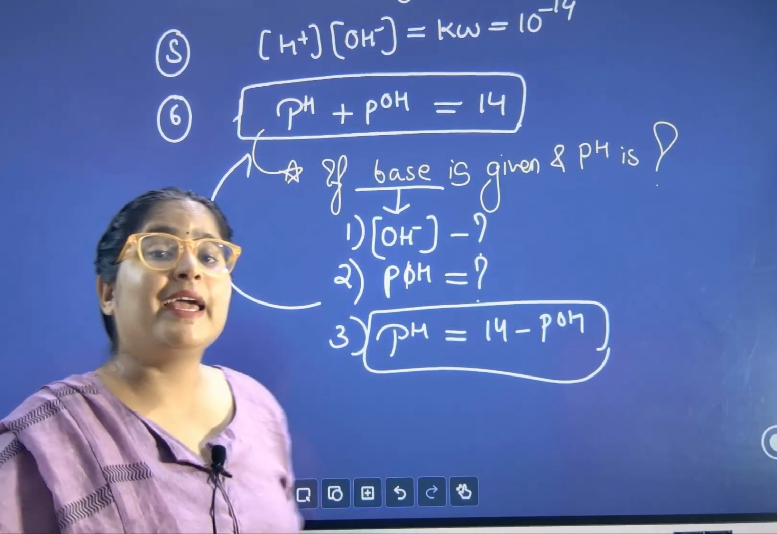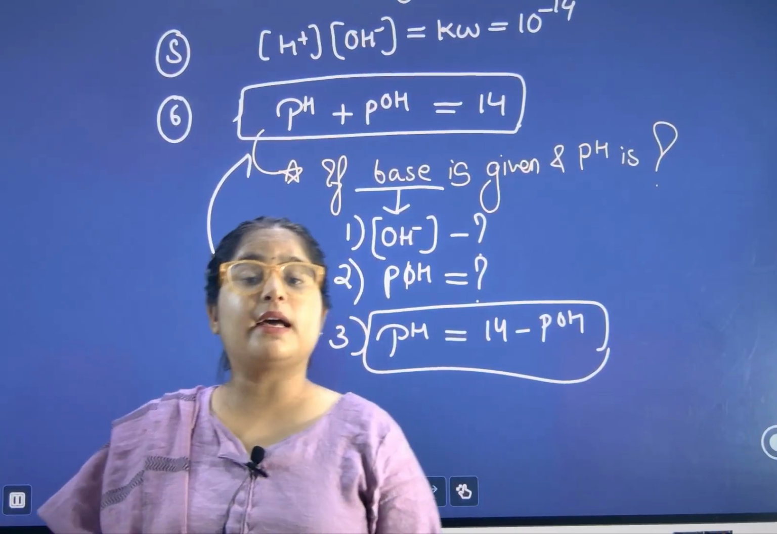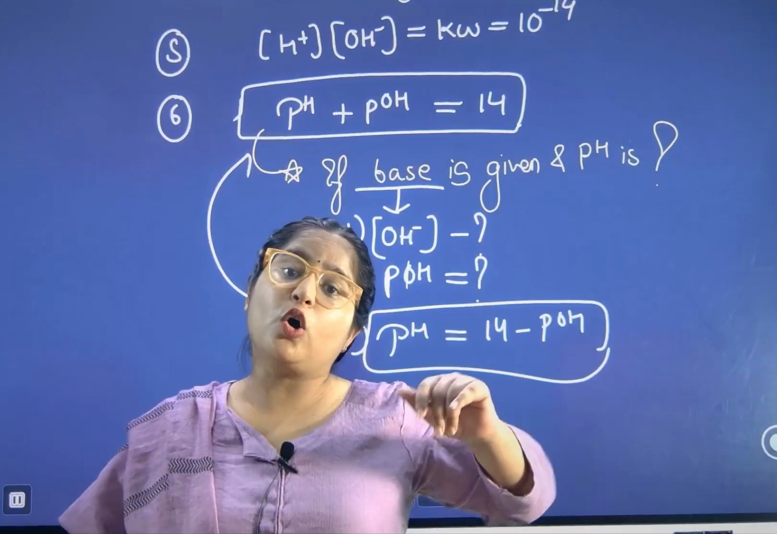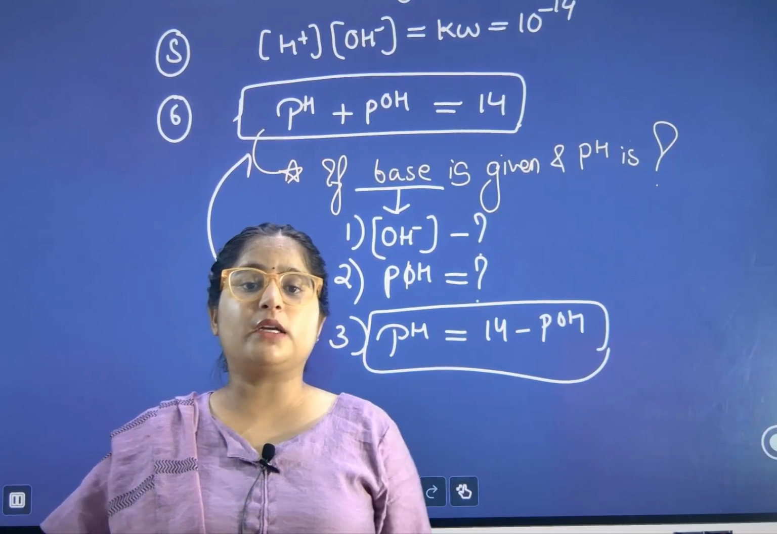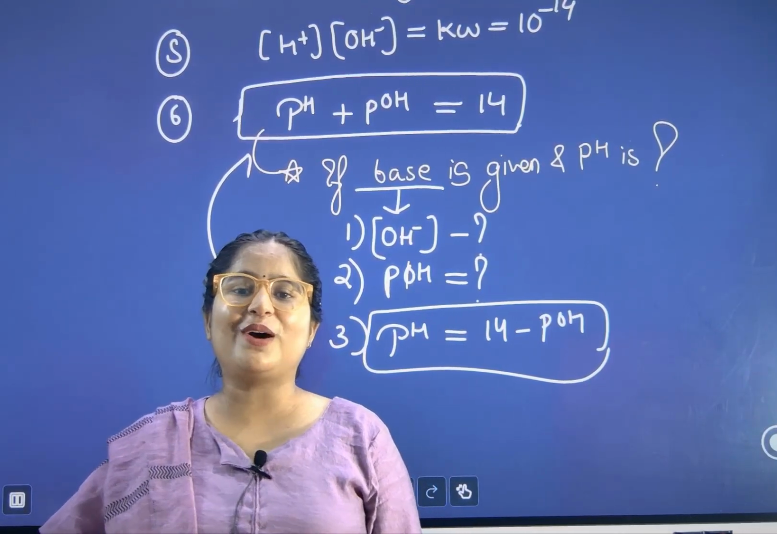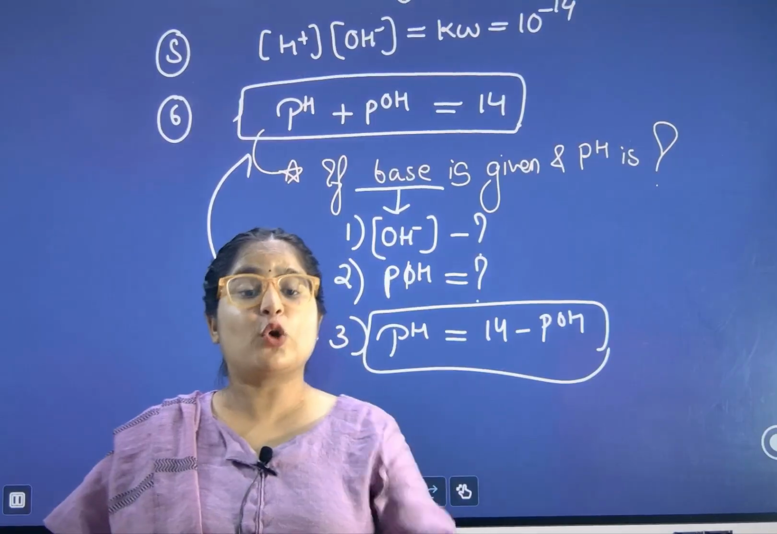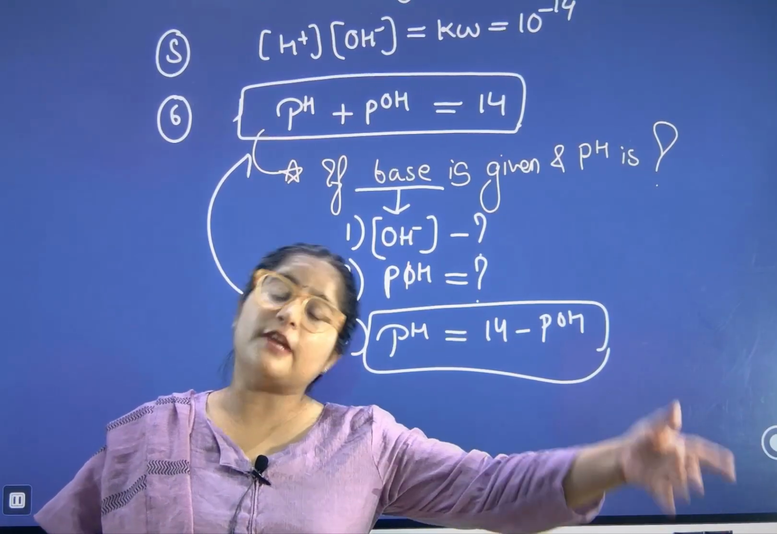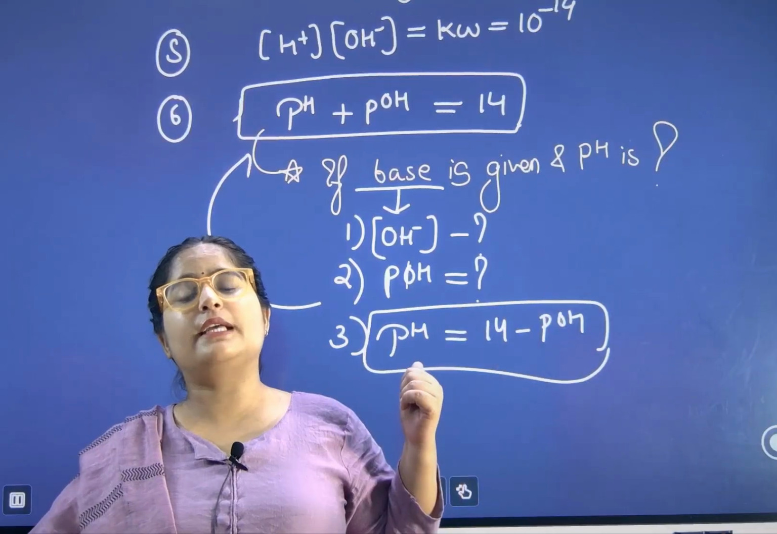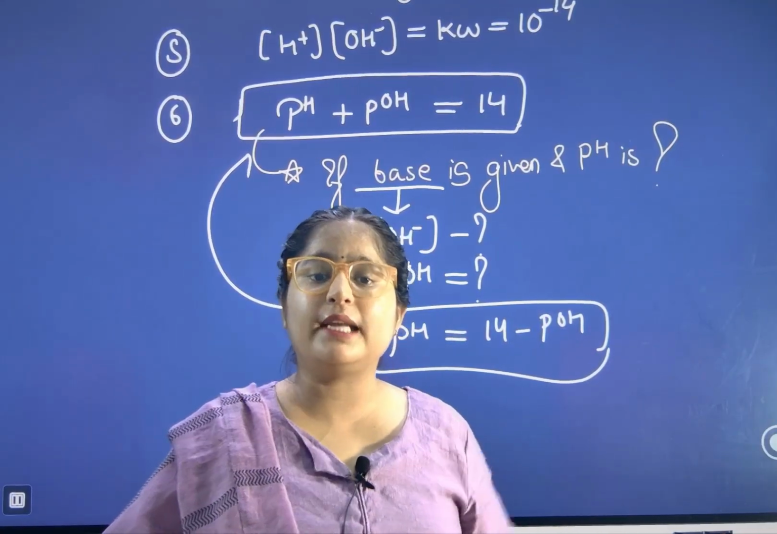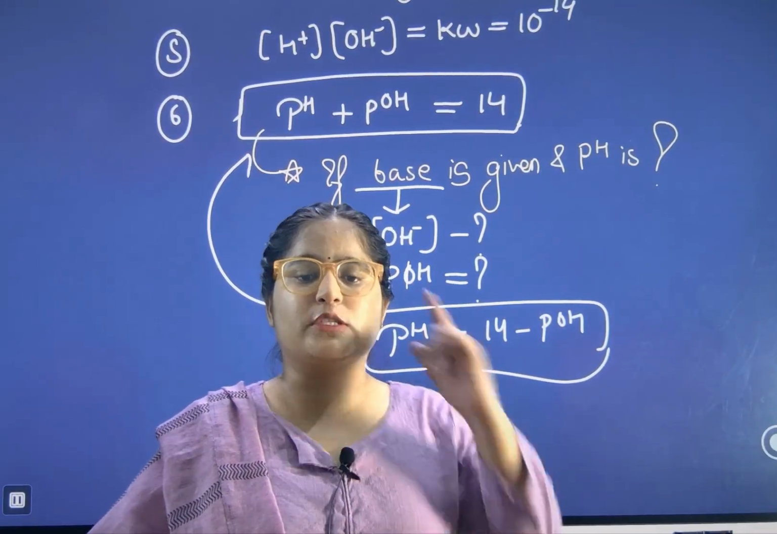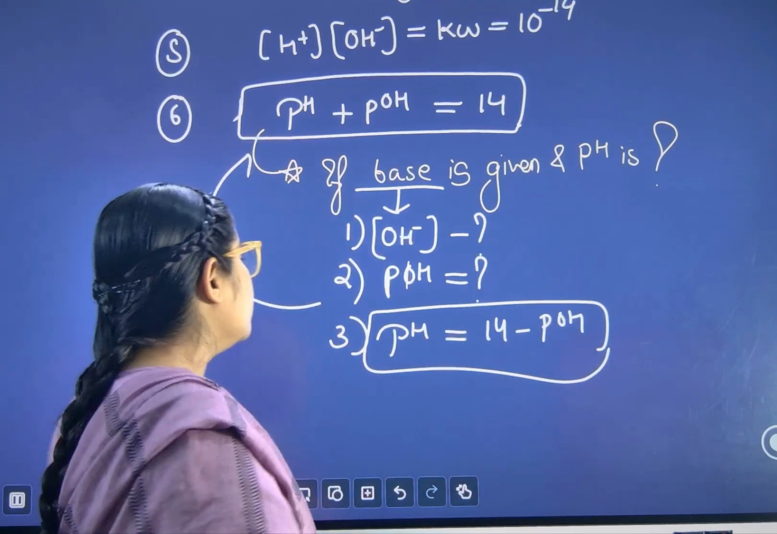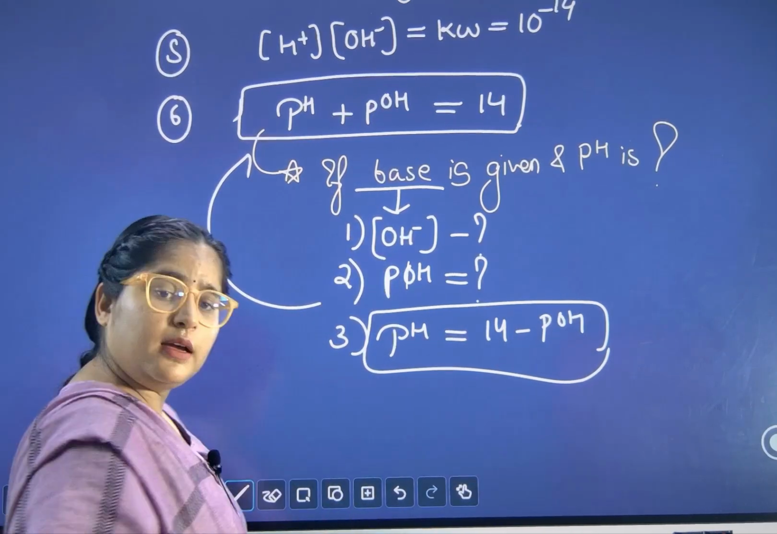Very important. If base is given and they are asking you the pH, you cannot say OH ion is 10 to the power minus 6, so ma'am, pH is also 6. No, we can't say that. We have OH ion, so from OH what will we get? pOH, and from pOH we will use this relation, pH plus pOH equal to 14, and then we will get our pH. So keep this in your brain. This is our sixth relation.